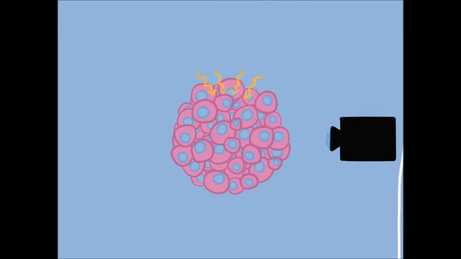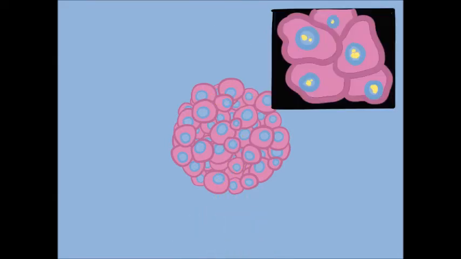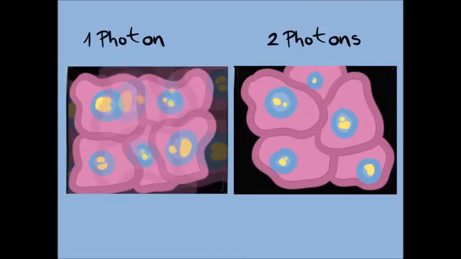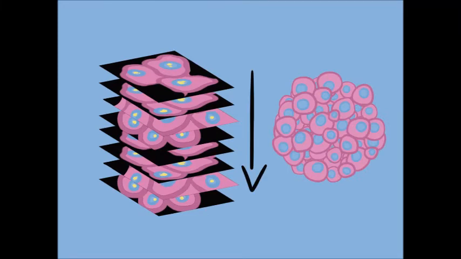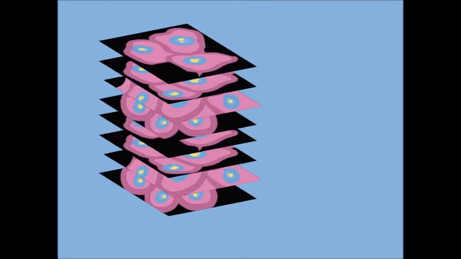In a 2-photon microscope, light of half the energy is used, so 2 photons must hit a fluorophore at once for it to be excited. This only occurs at the focus where there's a very high photon density. So by using 2 photons instead of 1, we can see points deep inside the spheroid more clearly. By imaging various slices throughout the spheroid, we can get a picture of the full structure.